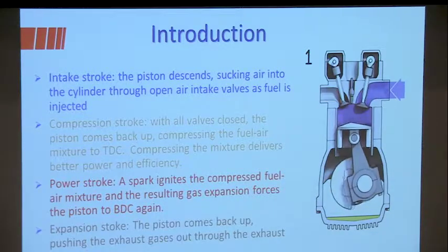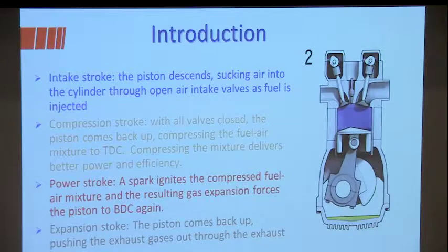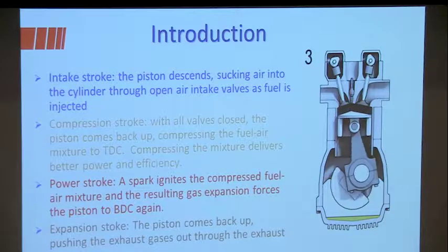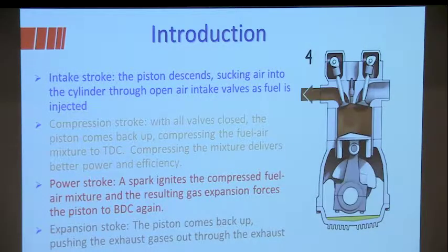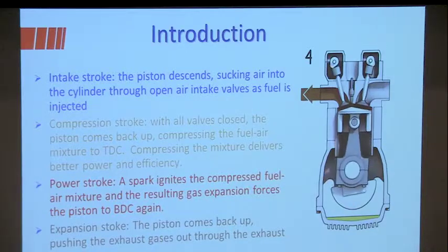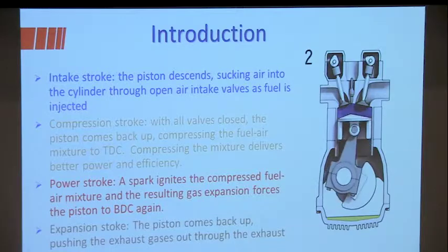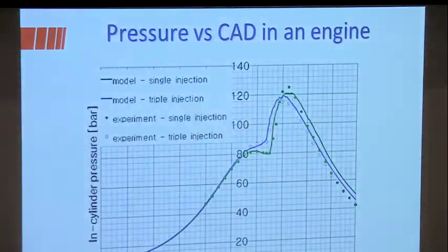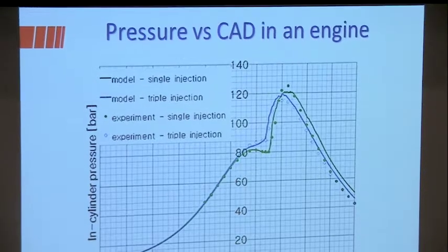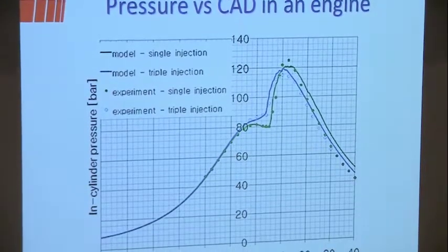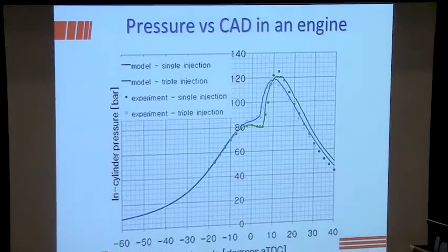And then we have the exhaust stroke. The piston comes back up, pushing the exhaust gas out through the exhaust valves. You've got these springs which help that process. So you've got a four-stroke engine. This would then be a typical in-cylinder pressure versus crank angle degree.